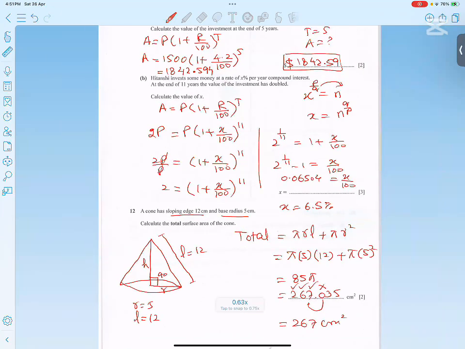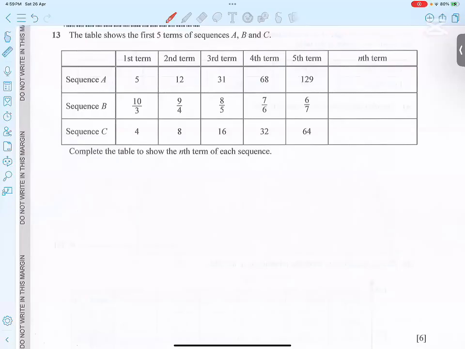I hope the point is very clear. Question number 13: the first three terms of a sequence are given. He's asking to find the nth term. You can see the 3 here is unknown. So 5, 12, 31. So how to do this one?